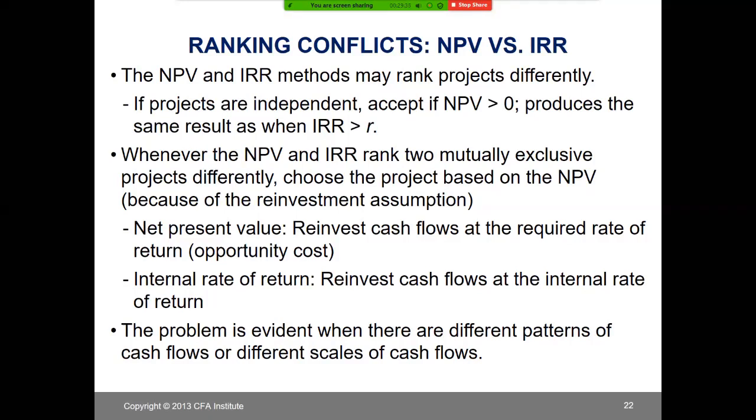With NPV, you reinvest your cash flow at the required rate of return, which is the opportunity cost, and with IRR, you reinvest your cash flow at the internal rate of return. The problem is evident when there are different patterns of cash flows and different scales of cash flows. That makes a real dilemma: which project should you run when you have different scales and different patterns of cash flows? By patterns, I mean different signs, different values during the cash flows.